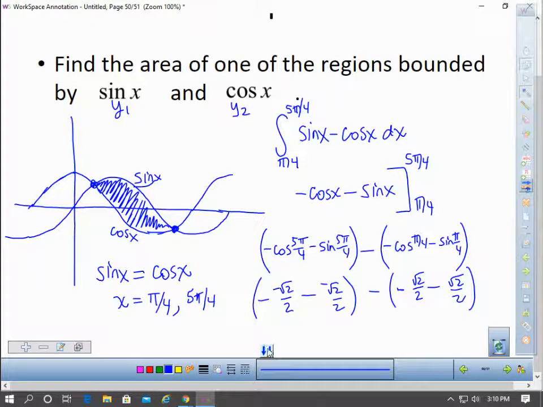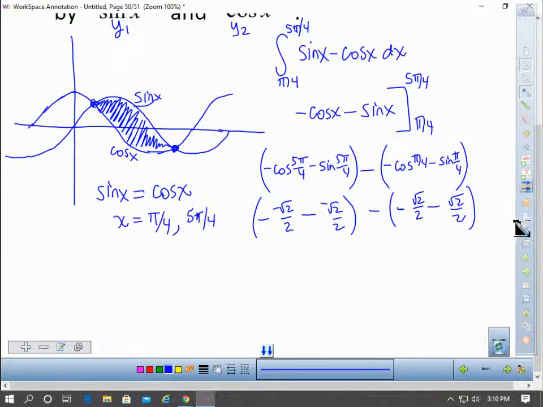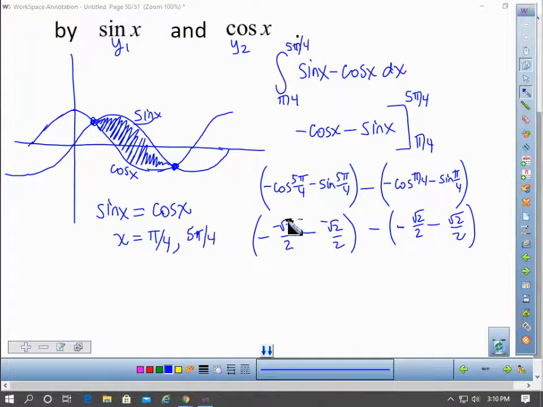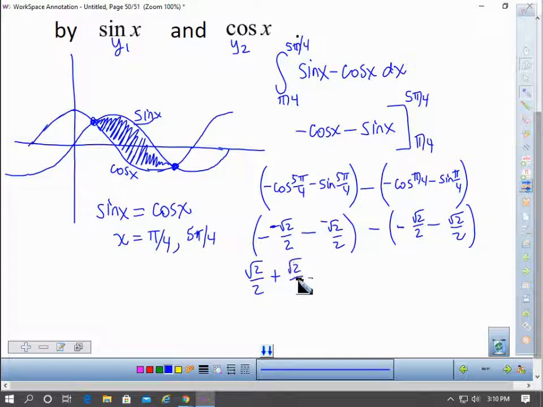Okay, so now I'm just going to do my math here. So I've got, yeah, and that was a little negative right there. So I've got minus a negative, so that's going to be radical 2 over 2. Then here we got minus a negative, so that's also going to be plus a radical 2 over 2. Then over here I'm distributing the negative across, so that's going to be adding radical 2 over 2. And then distributing that negative, I'm also going to be adding a radical 2 over 2.